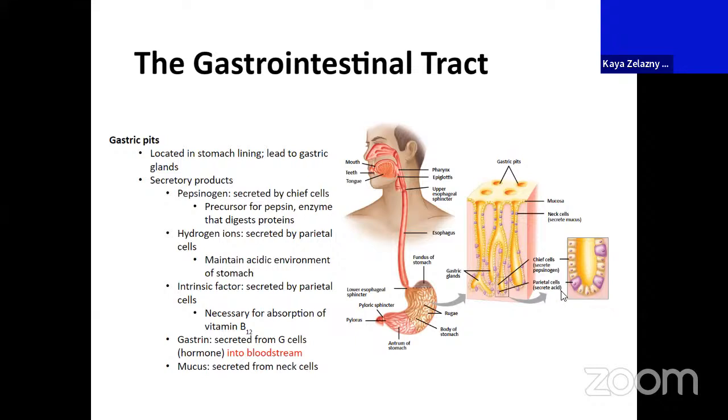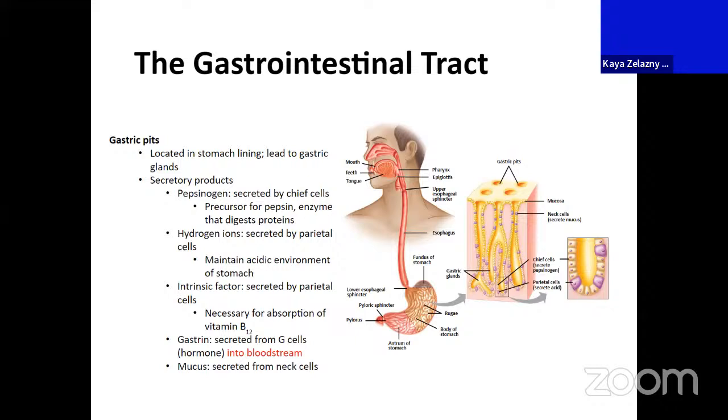Okay. Also coming from those parietal cells is something not included on this figure called intrinsic factor. So intrinsic factor is a molecule that helps you absorb vitamin B12. Vitamin B12 is important for the normal function of your body, right? We needed a bunch of B vitamins when we were talking about like the creation of red blood cells, stuff like that. So we need that for creating new cells. So the intrinsic factor is also coming from those parietal cells. Okay.